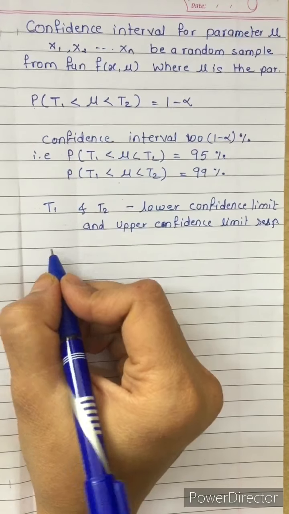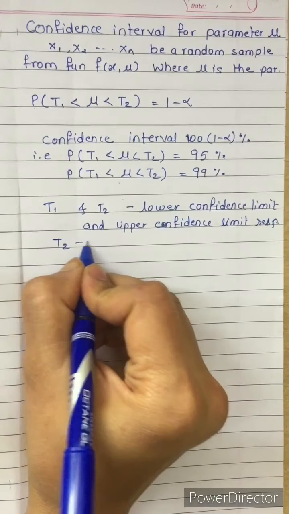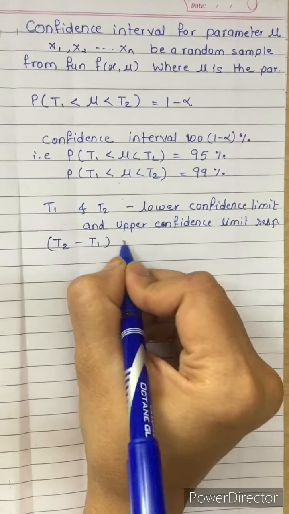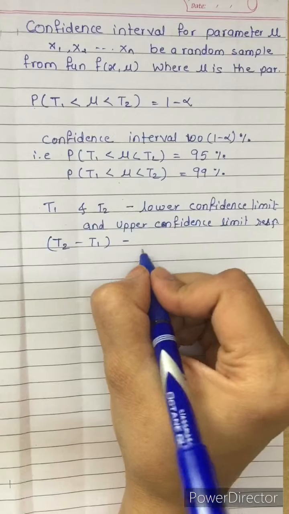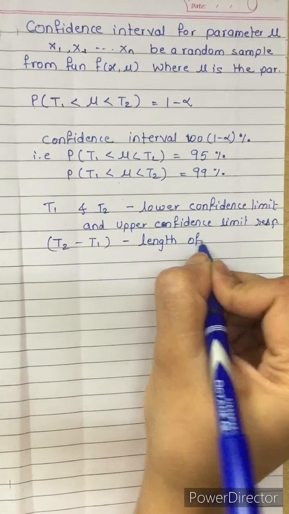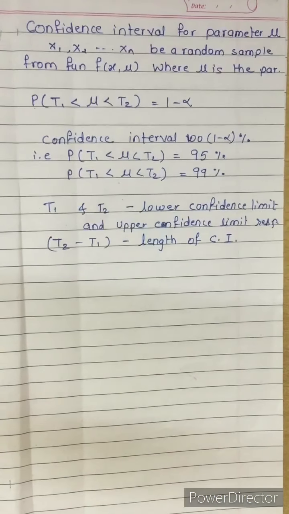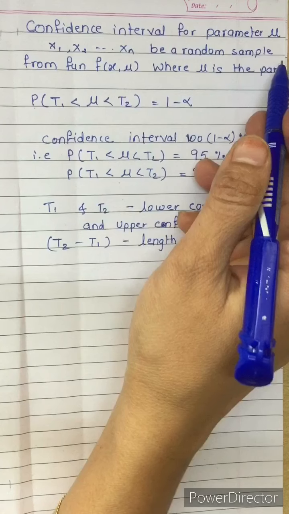So here upper limit minus lower limit gives you the length of the confidence interval. Confidence interval, in short CI. Now how to find out confidence interval particularly for parameter mu?